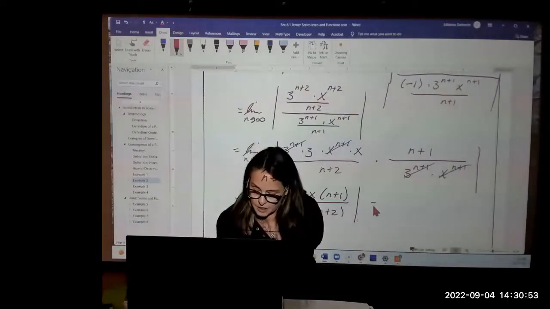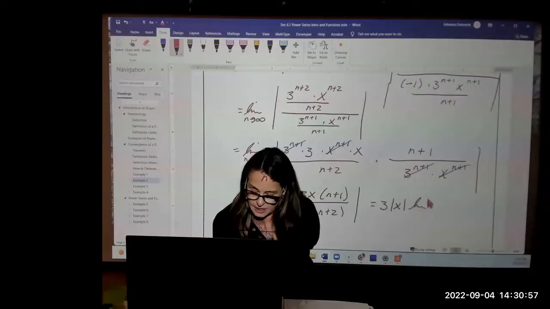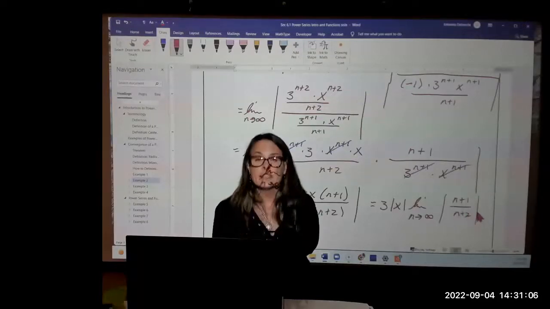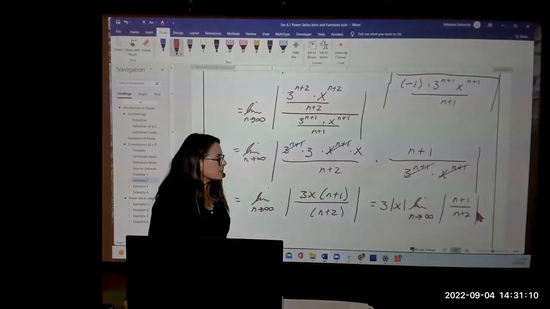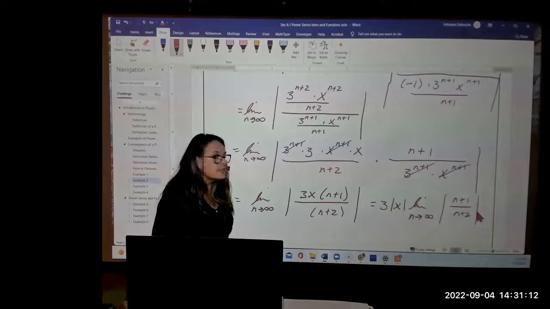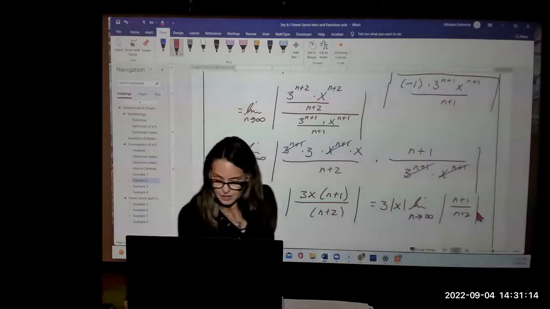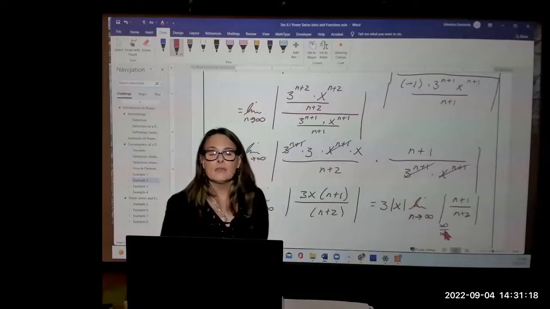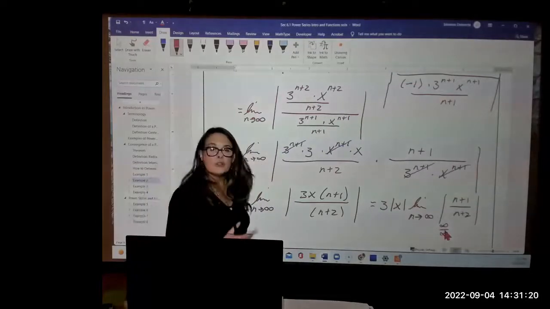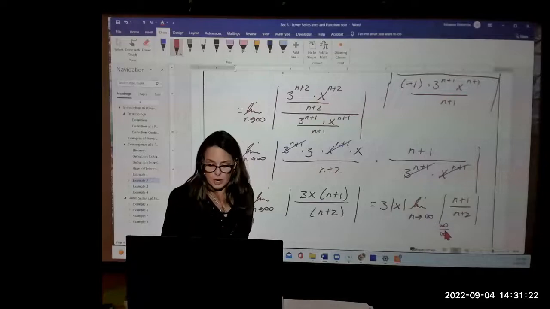So this then becomes 3 times the absolute value of x times the limit as n goes to infinity of the magnitude of (n plus 1) over (n plus 2). Now, since n is starting at 0, we can drop those absolute values. This has form infinity over infinity. We know we could apply L'Hopital's rule, but by now you've done this one so often that you should know that the limit of that is 1.